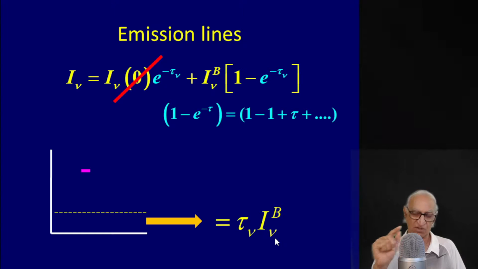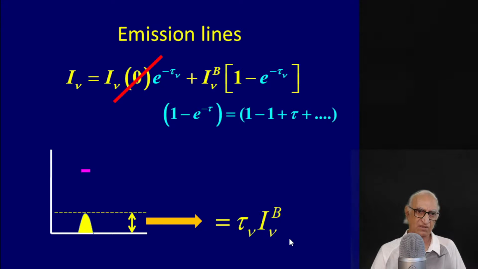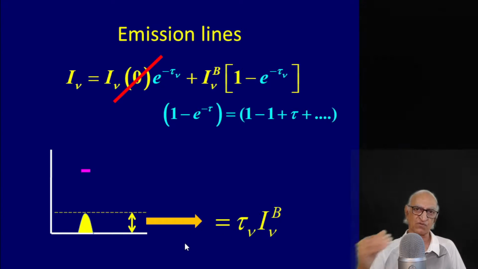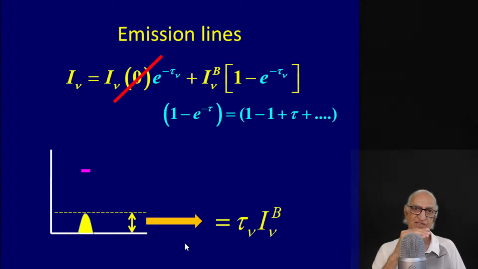Of course, it is not. So what we get is tau nu into I nu b. Now, this is not a delta function at a particular frequency. This has a certain width. And that width is because of various reasons. For various reasons, the energy levels themselves have acquired a certain width.